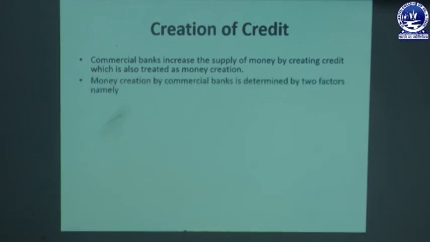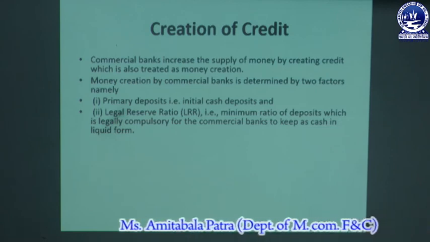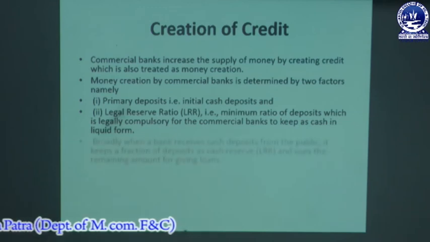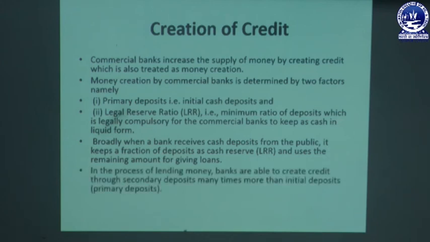And money creation by commercial banks is determined by two factors, that are the primary deposits, that is initial cash deposits, and the legal reserve ratio, that is the minimum ratio of deposits which is legally compulsory for the commercial banks to keep as cash in liquid form. And broadly, when a bank receives such deposits from the public, it keeps a fraction of deposits as cash reserve and uses the remaining amount for giving loans. So in the process of lending money, banks are able to create credit through secondary deposits many times more than initial deposits, that is the primary deposits.